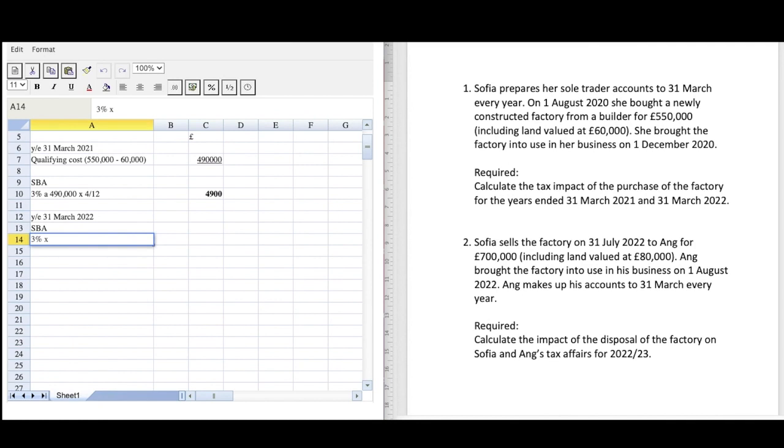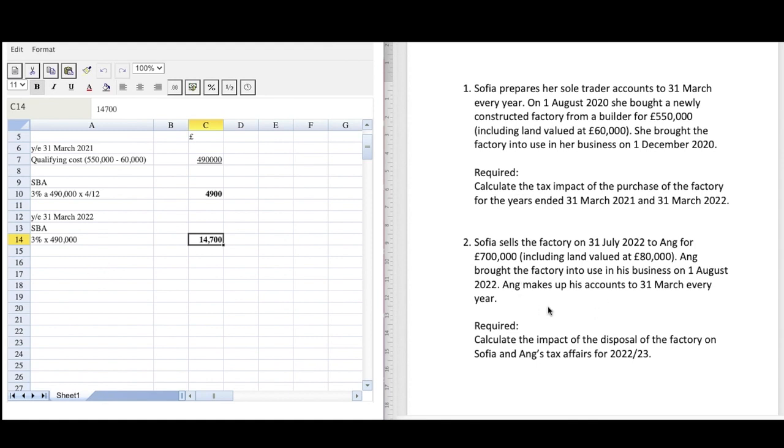And that means we're doing 3%, and we always go back to that initial qualifying cost figure. So we take the 3% from the £490,000 figure. So each year you will go back to that original qualifying cost. And that works out to be then £14,700 for that year. So that's your Structures and Buildings allowance deduction for the year ended 31st of March 2022.